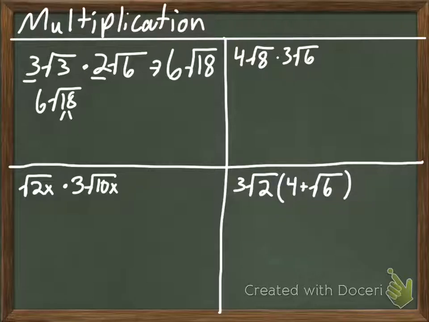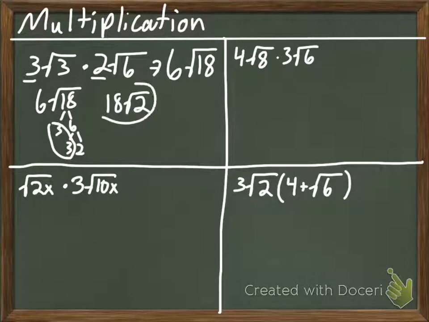That breaks down into, well, we just multiplied 3 and 6, so 3 and 6, 3 and 2. Here's our pair. So pull out one of those 3's, and we get 18 square root of 2 as our answer.